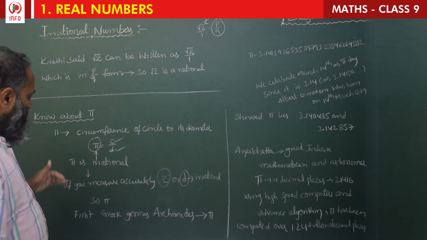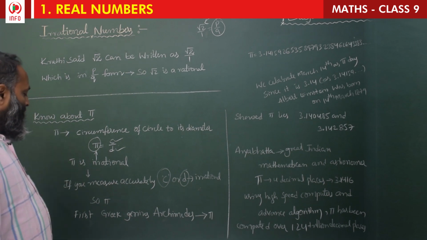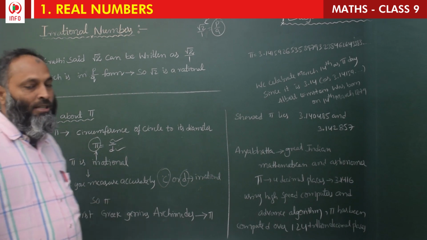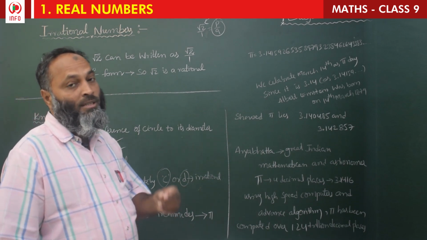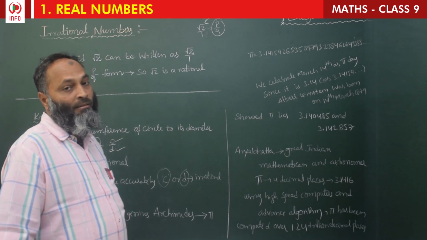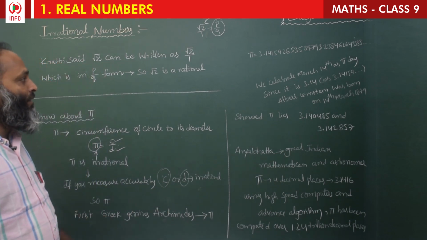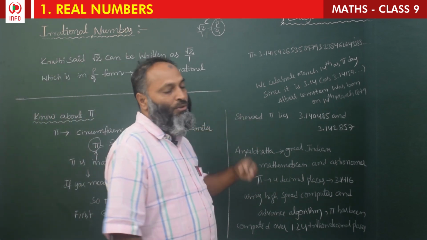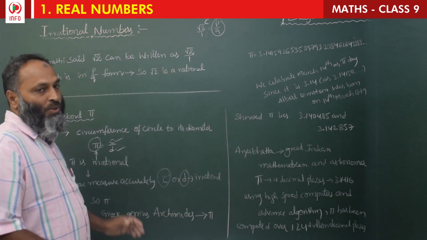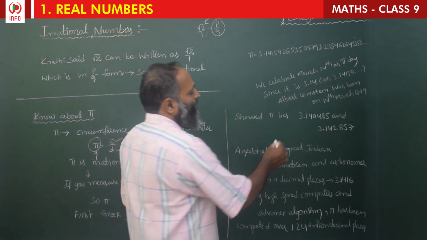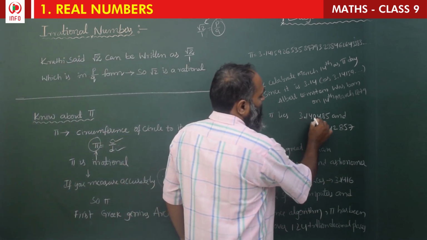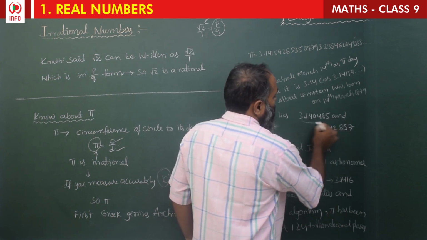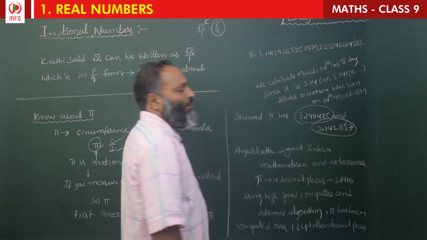So, who first calculated the pi value? The great genius mathematician Archimedes first found the value of pi. So, what is the value of pi? Archimedes showed that the pi value lies between 3.140485 and 3.142857. The pi value lies between these two numbers.